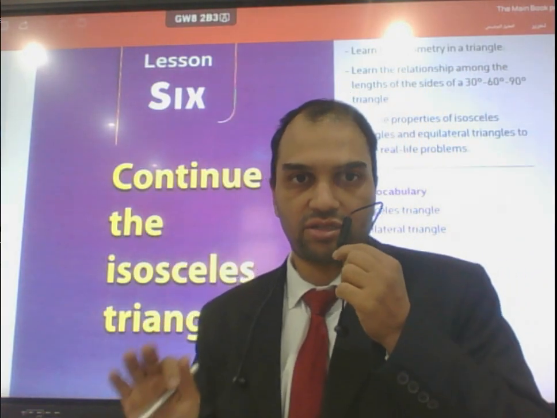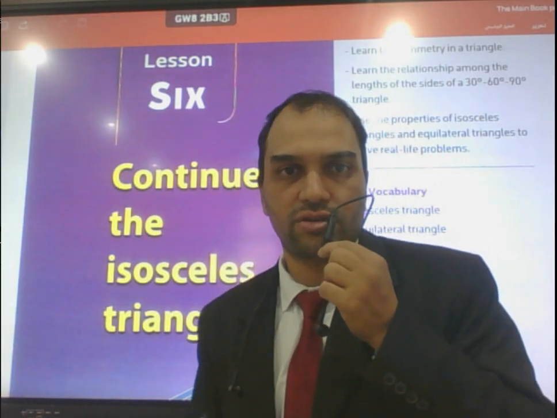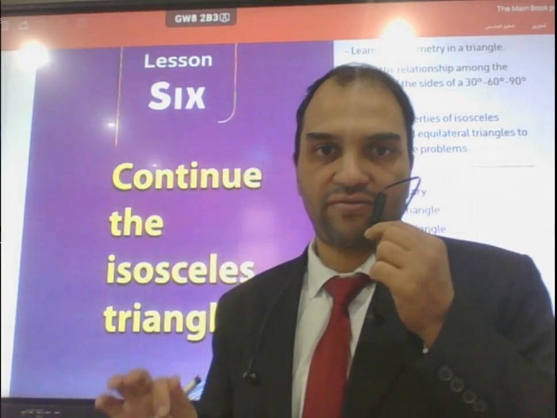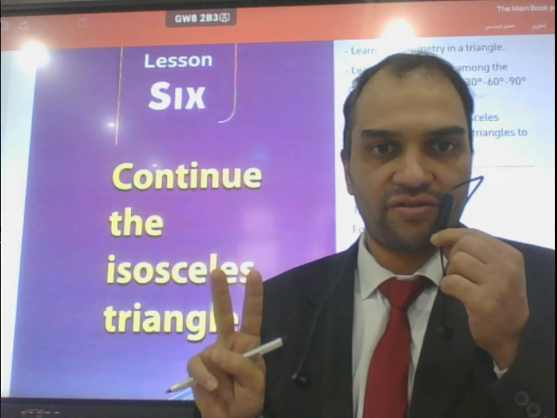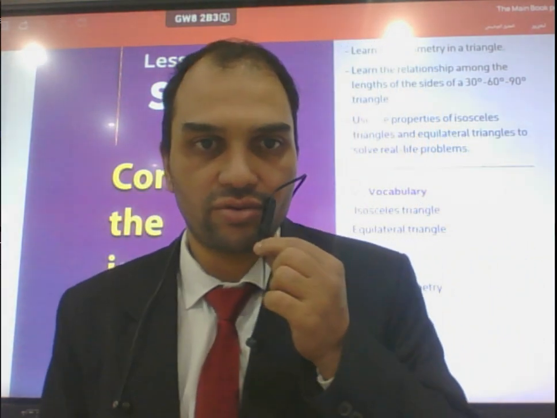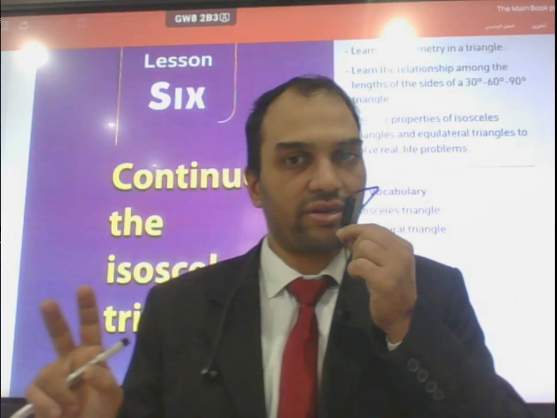About sides, we have three types of triangle. First, the equilateral triangle has three sides equal in length. The second type is the isosceles triangle, which has two sides equal in length. And the third type of triangle we call scalene, meaning three sides not equal in length.